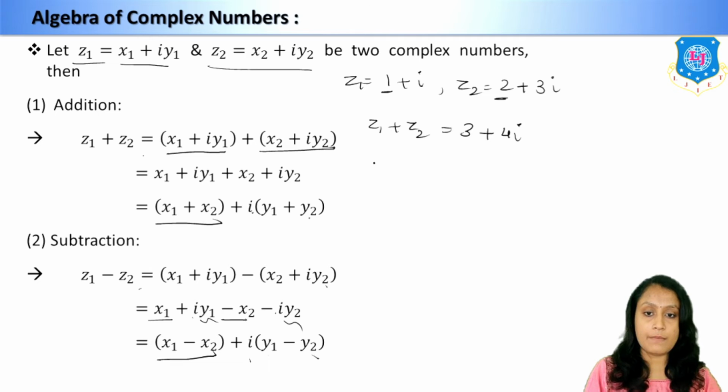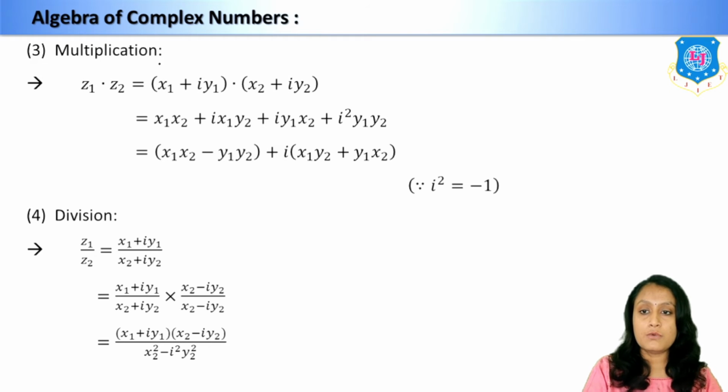Okay, so with the same example, we'll subtract z1 minus z2. Now subtract the real part. So 1 minus 2, this is minus 1, and subtract the imaginary part. So i minus 3i, this will give you minus 2i, right? So in this way we can subtract two complex numbers.